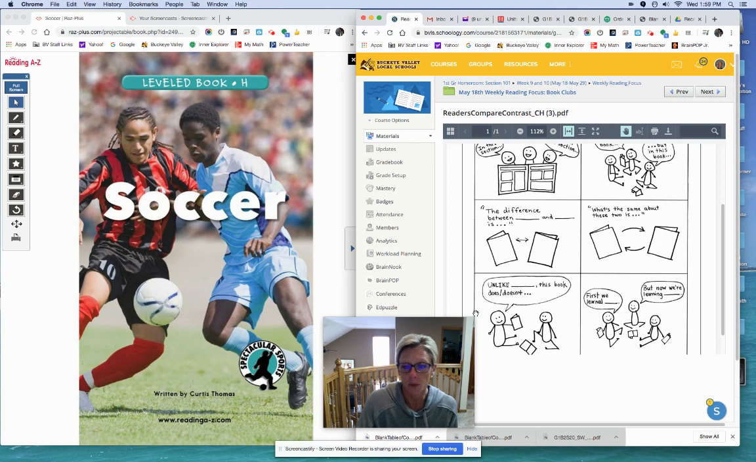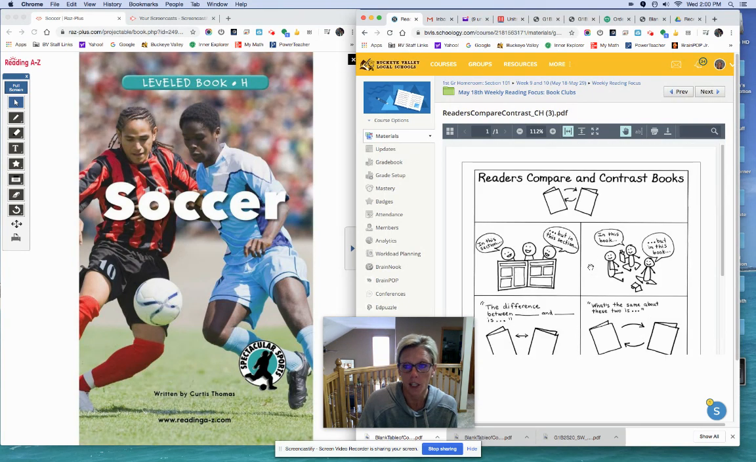Okay, this one says, unlike blank, this book doesn't have. What's missing? What does it have the same? And then what are some things you learned? Okay, so these are just some different things that can get your brain going when you're trying to talk about books, whether you're telling somebody about something you read or listening to somebody tell you about something they read. Here are some questions you could ask.